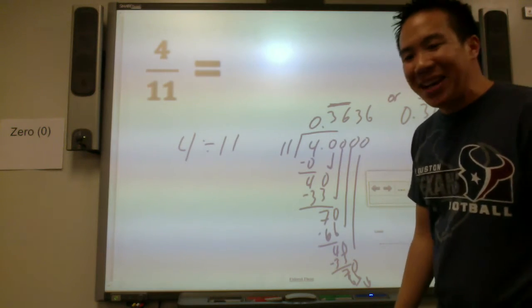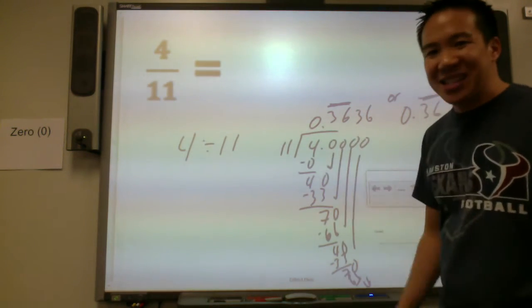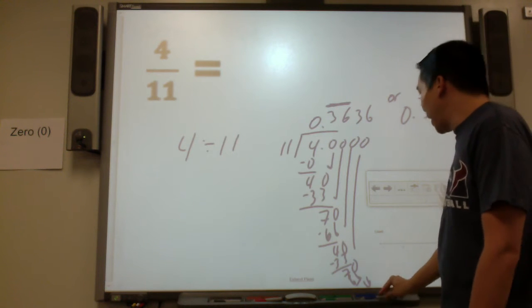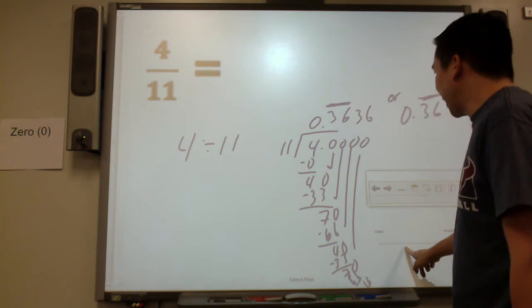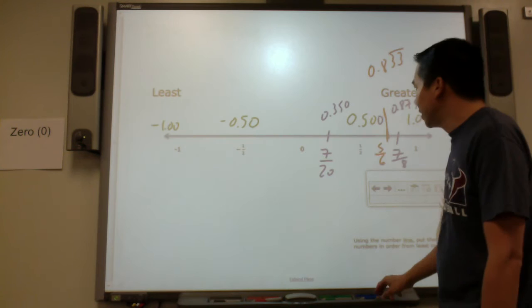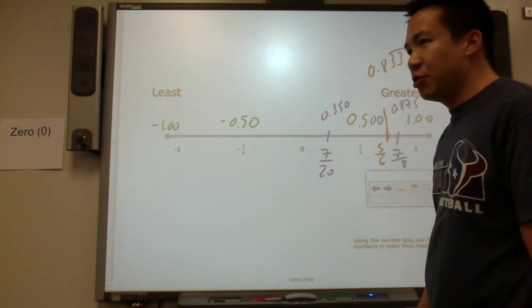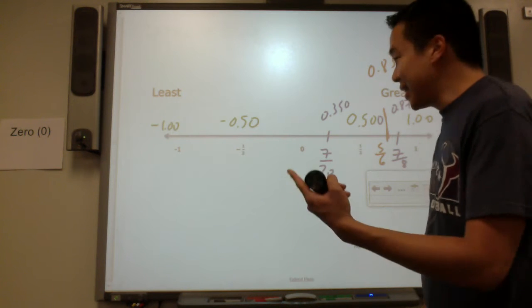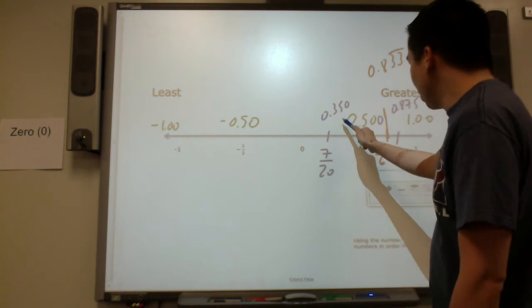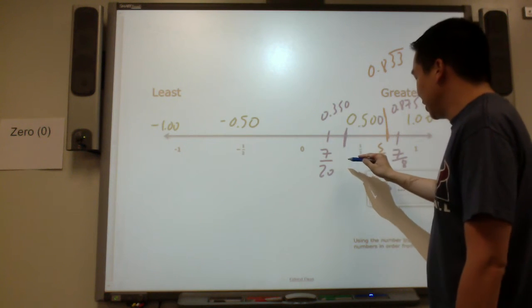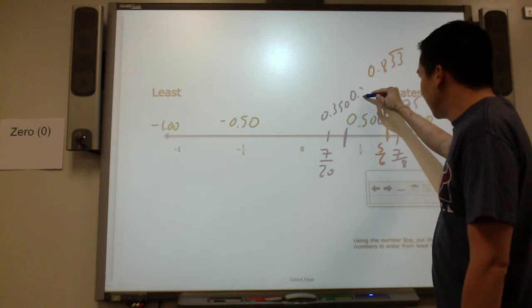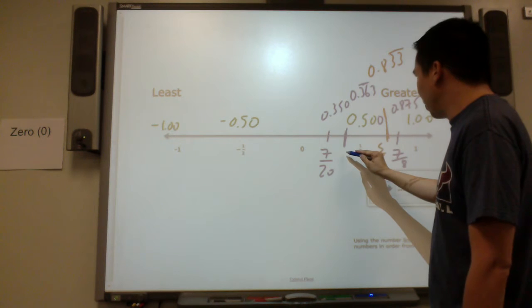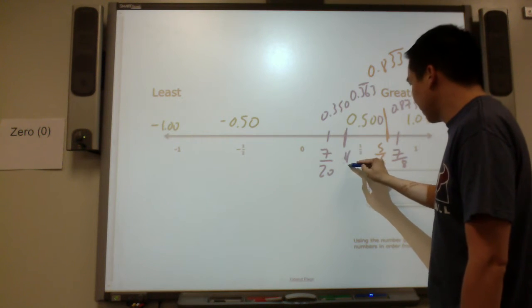Which number is repeating in this quotient? The 36. So I'll put a bar over the 36. So let's go back and look at where this would go. Let's see, it was 0.3636. If you round it, it's 0.363. So it goes right here, and that's 0.36 repeating. So that was 4/11.